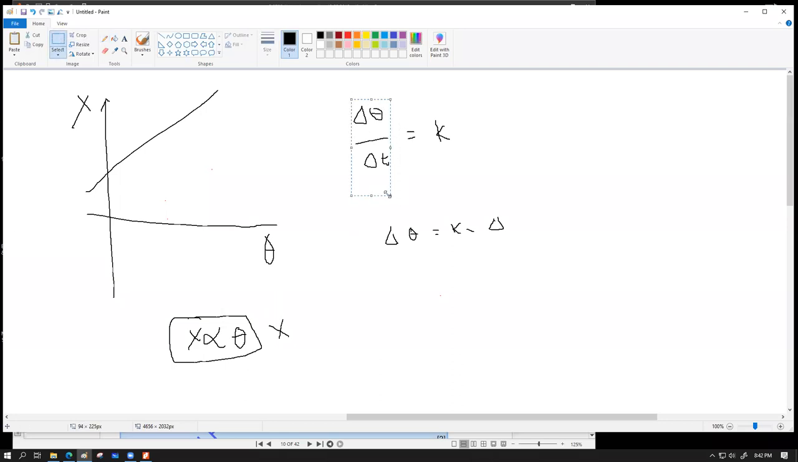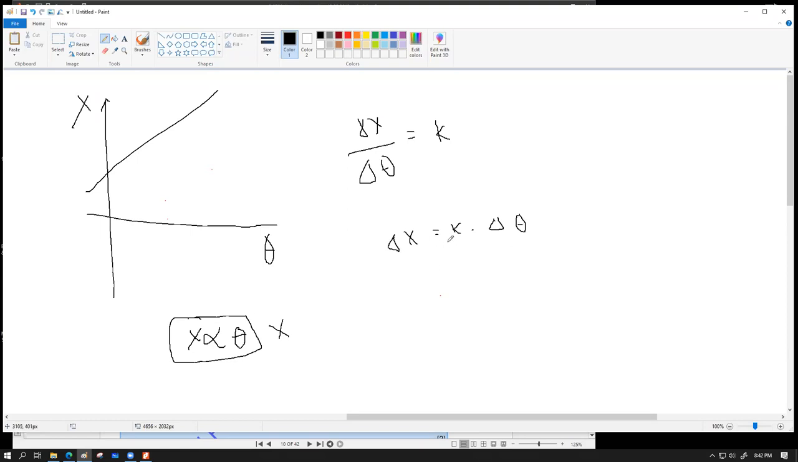Temperature time graph bolte khali oti mathe kortese. I'm sorry. What I should have written over here is that delta x by delta theta, that is equals to k, or I can write delta x equals to k into delta theta.